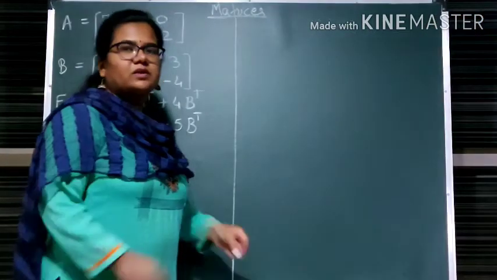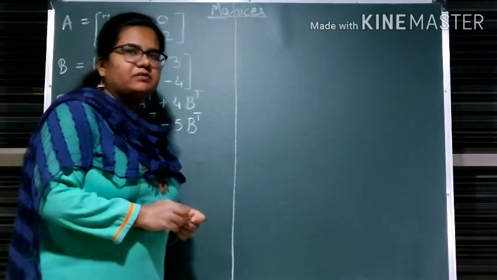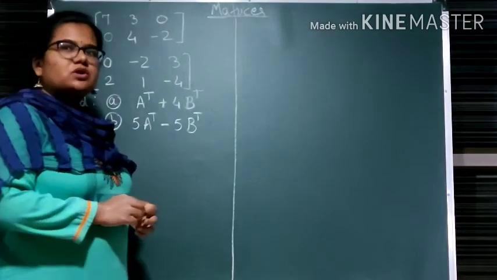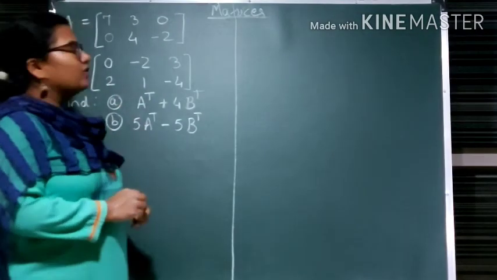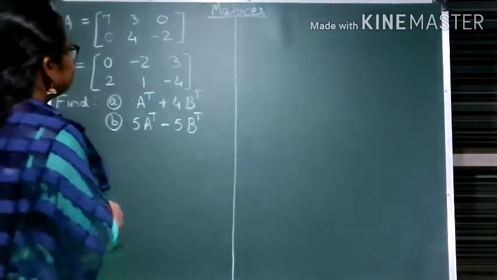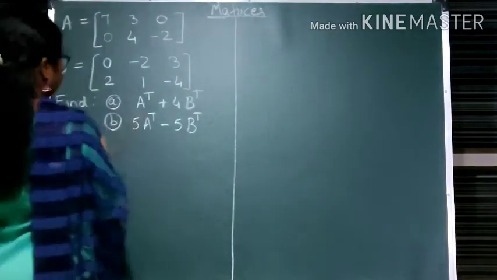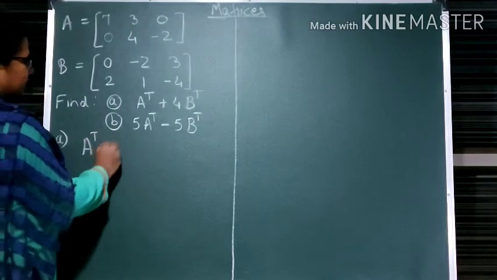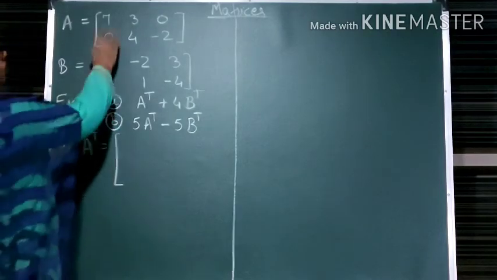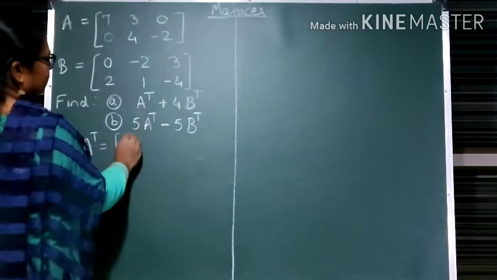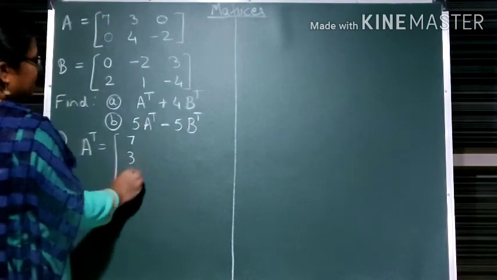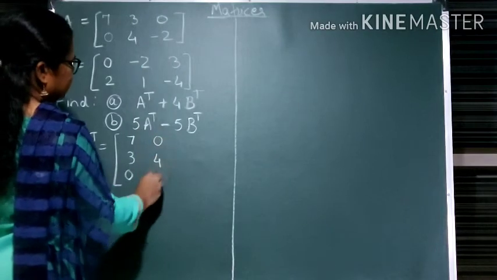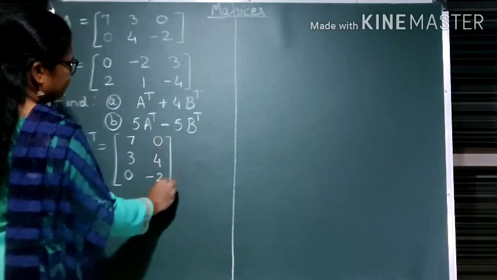Okay. Now next example we will see. Matrix A and matrix B is given to you. You are supposed to find these two values. Okay, so let us first start with the A section. In A section you want A transpose. So first we will write A transpose. This row will become the first column, 7, 3, 0, and this row will become the second column, that is 0, 4, minus 2.